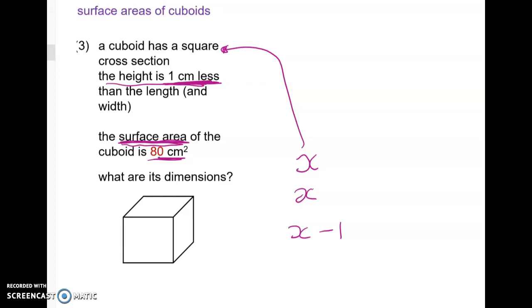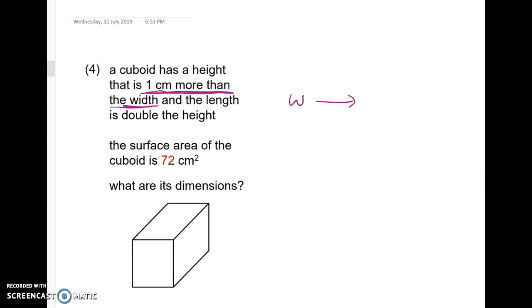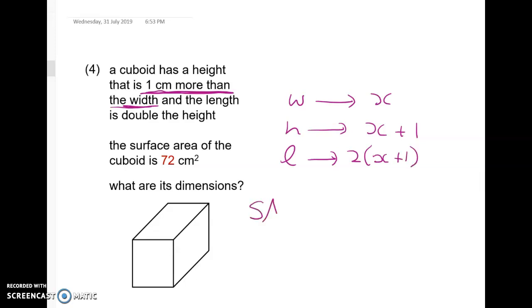And the last one is very similar. The cuboid's got a height that is 1 centimetres more than the width. So we'll start with the width, we'll make x. The height's going to be x plus 1. And the length is double the height. So it's 2 times x plus 1. And as before, we're going to say the surface area is made up of the area of the 6 faces. And this time that's equal to 72. So there you go, 3 more problems for you to try.